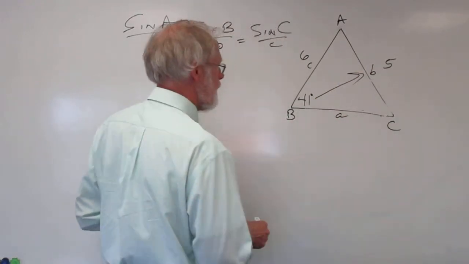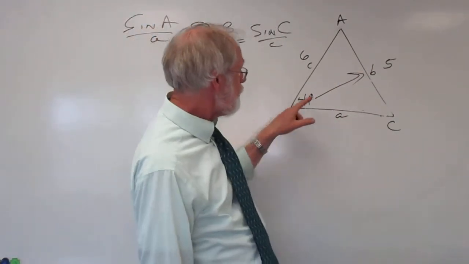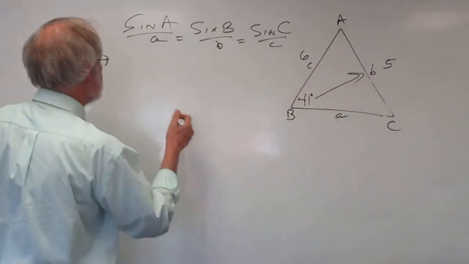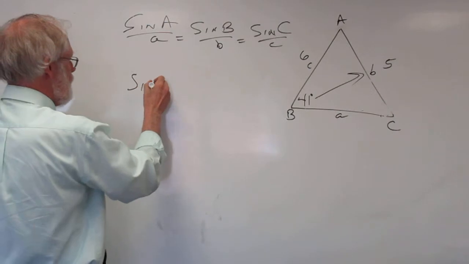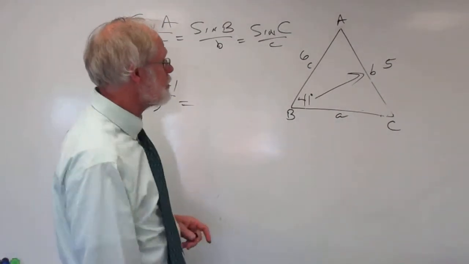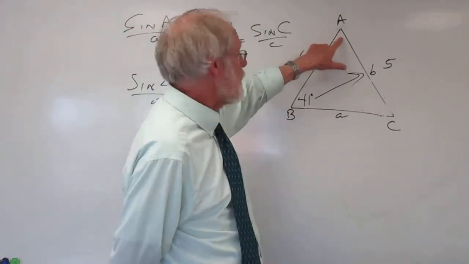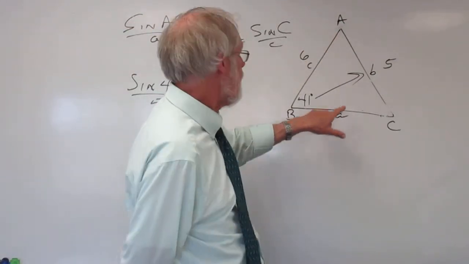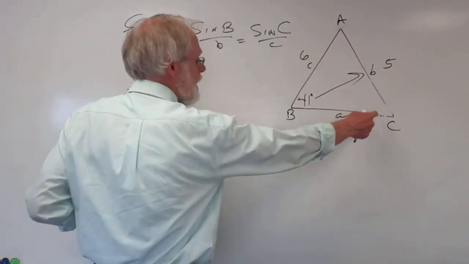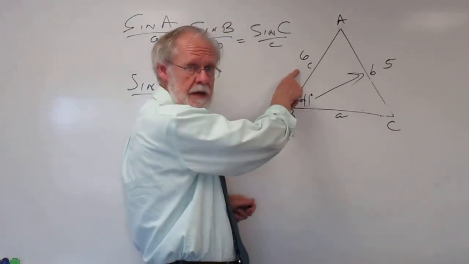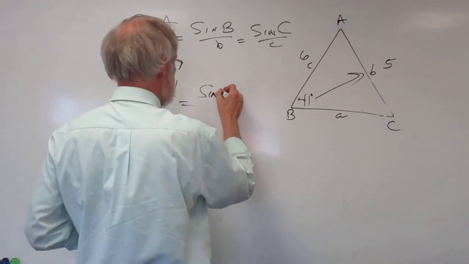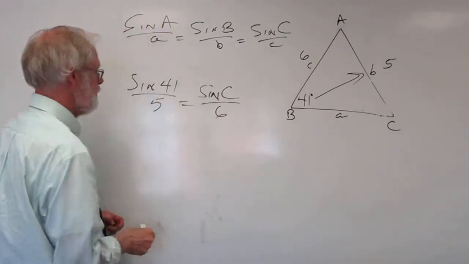We have to do sine 41 over 5 because that's a full pair. We have both numbers. So I'm going to do sine 41 over 5 is equal to... Now, I can't use angle A because I don't have side A, so it would be sine of A over A. That's two variables. But I can use C because I have the opposite side C. So the other piece of this equation is sine C over 6.